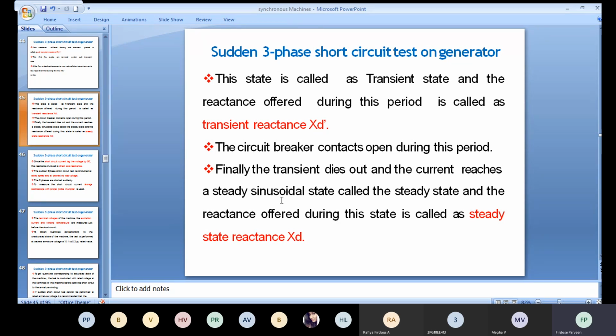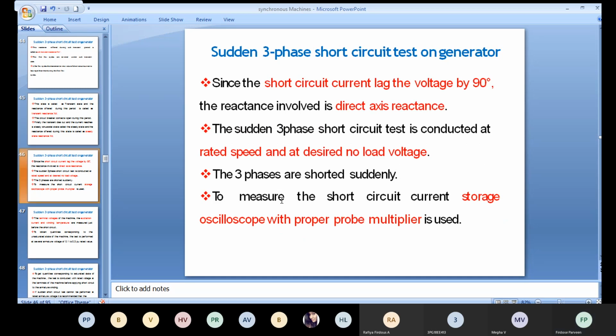Finally, the transient dies out and the current reaches a steady sinusoidal state called the steady state, and the reactance offered during this state is called the steady state reactance. Since the short circuit current lags the voltage by 90 degrees, the reactance involved is the direct axis reactance.